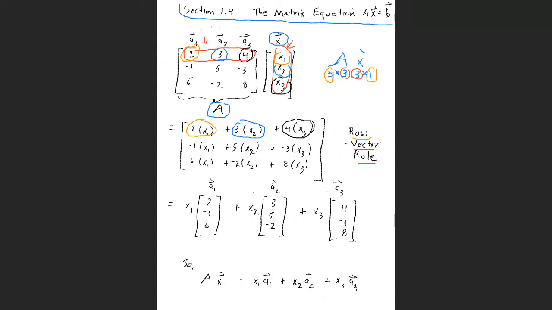Similarly, for the next entry, you're going to take the second row and multiply it by that column vector x. And so you're going to get -1 times x1. You move along the row and down the column. -1 times x1 plus 5 times x2 plus -3 times x3. And then similarly, to get the third entry, you multiply the third row by that vector, and you'll get these entries. This is how we multiply matrices using the row vector rule. Are there any questions up to this step here? Please let me know if you're uncomfortable.